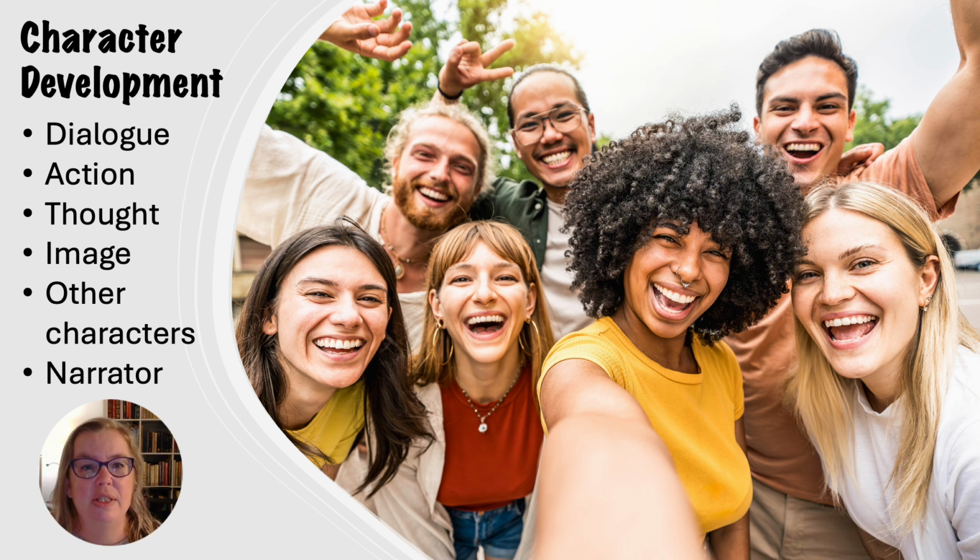Thought. What does the character think? Is it the same or different from the things that they say? These are all ways of the character expressing themselves. Then we get to the last three on this list. Image, what does the character look like? What facial expressions and gestures do they use? Other characters in the story may have opinions about a person's character, and the narrator might have something to say as well. These last three are all indirect. They are not coming from the character itself. They're coming from other characters and other things that are happening in the story.